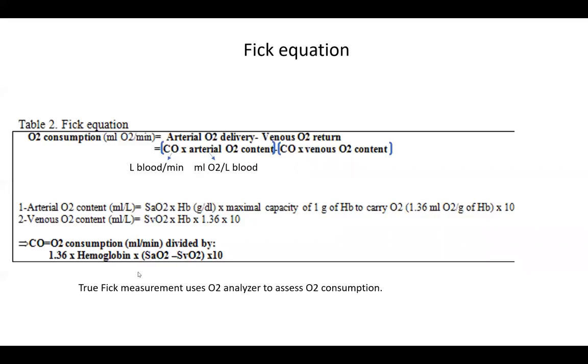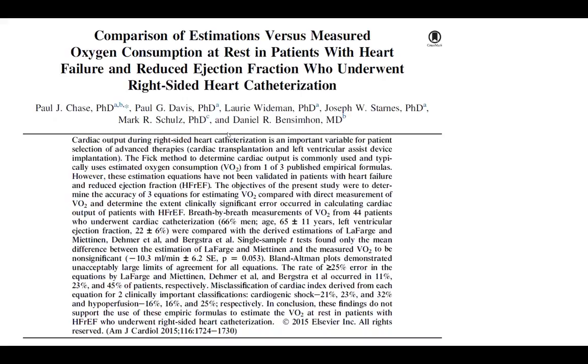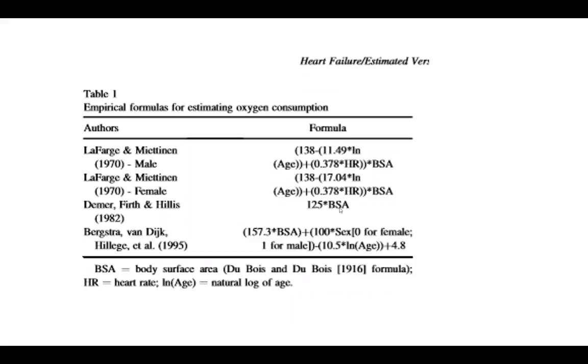This is a paper from a few years ago showing the problems with this equation in heart failure with reduced ejection fraction. Interestingly, in that paper, they didn't just use the equation I mentioned. They tried to use other equations that adjust for age and sex, which you would think would make it better, but even those other equations still had a discrepancy with the true O2 consumption. So this was for the Fick.